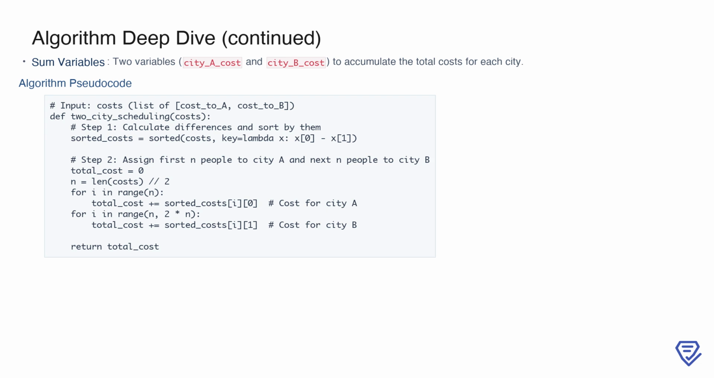Here's how the algorithm can be implemented step by step in pseudocode. First, we calculate the cost differences for each person and sort the list based on these differences. After sorting, we assign the first n people in the sorted list to city A and the next n people to city B. While doing this, we incrementally add the corresponding costs to city_A_cost and city_B_cost. Finally, we return the total cost, which is the sum of these two variables.